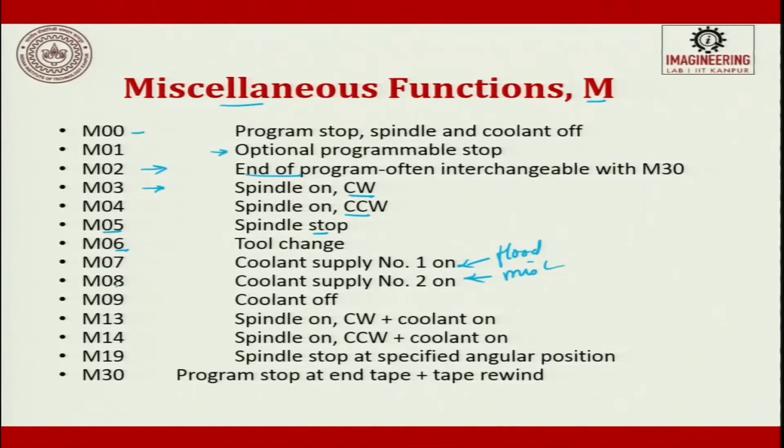So, we say M07, M08 for coolant supply, and for turning it off, it is M09. M13 is spindle on clockwise plus coolant on, and spindle on counterclockwise plus coolant on will be M14. M19 is spindle stop at a specified angular position, and M30 is program stop at end of tape plus tape rewinding. So, we can use these commands for executing the part in a CNC machine.